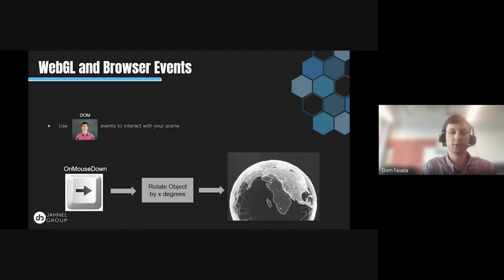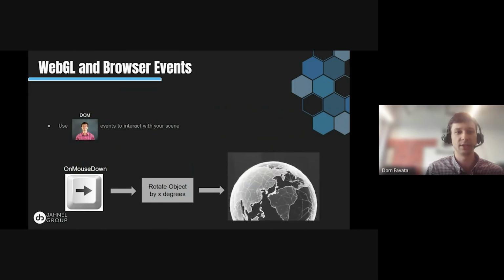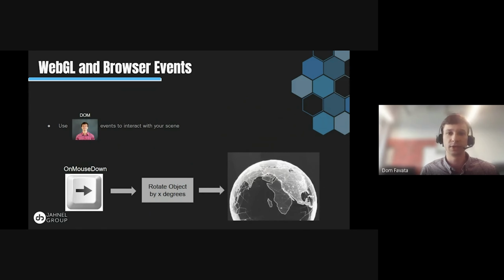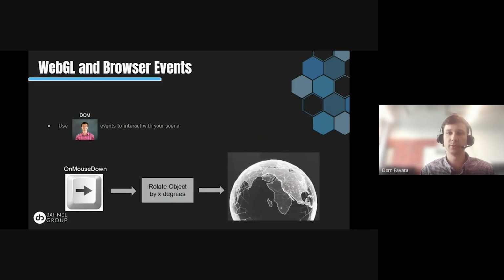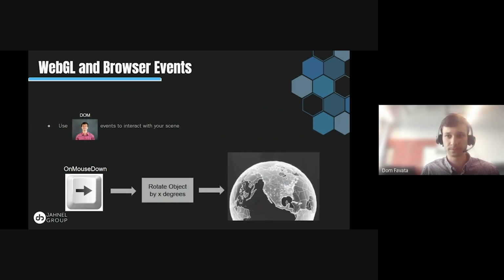Here you can also do things using browser events. Say you want to use HTML DOM events to interact with your scene. You could do something like when a mouse is clicked, you rotate the object. And rotating the object is usually just editing that matrix uniform variable, like I was saying. The vertex shader would then take that new matrix and adjust all the vertices accordingly by rotating them. And if it's doing this on every mouse down event, you'll get a continuous rotation.